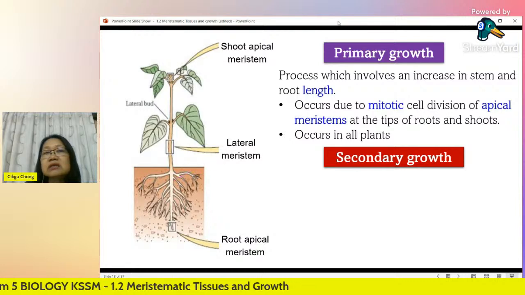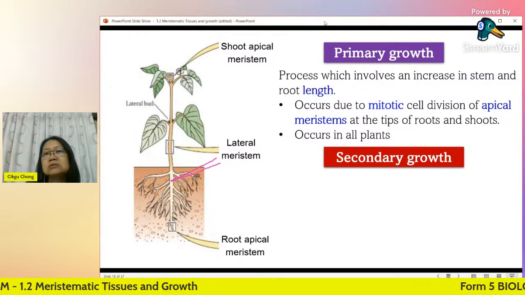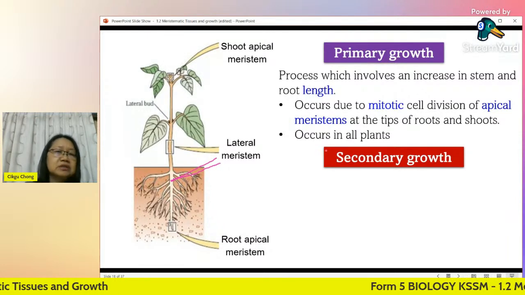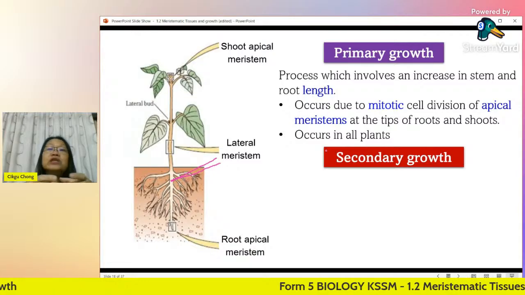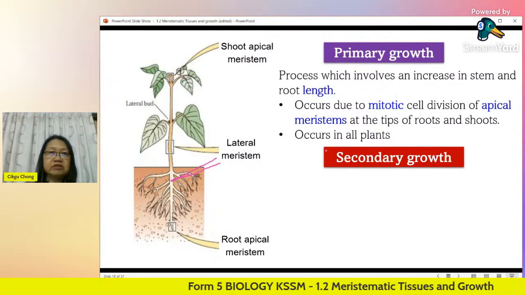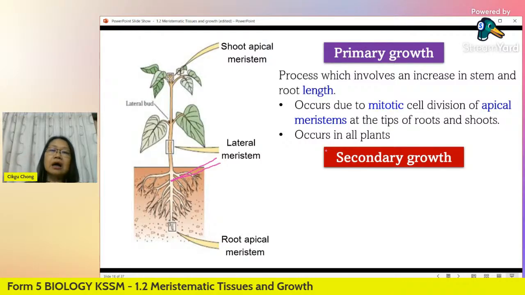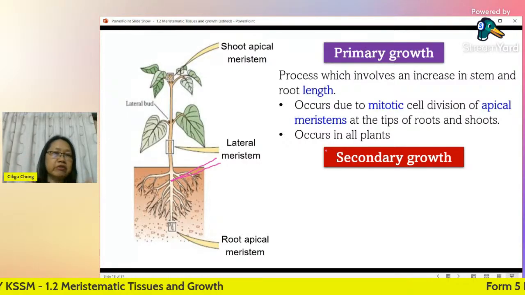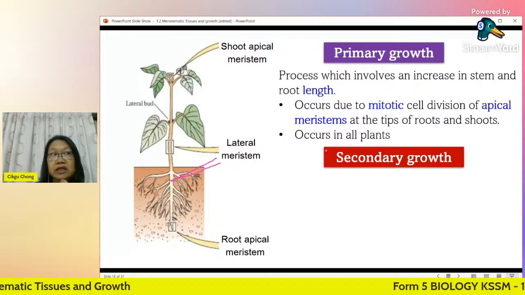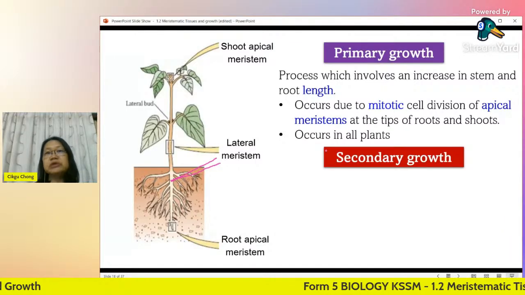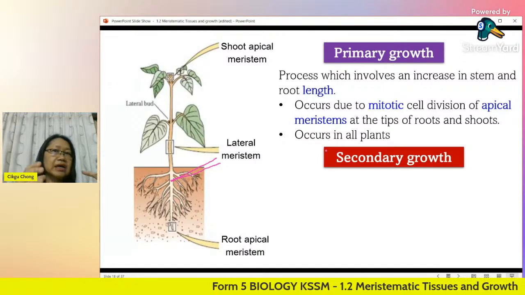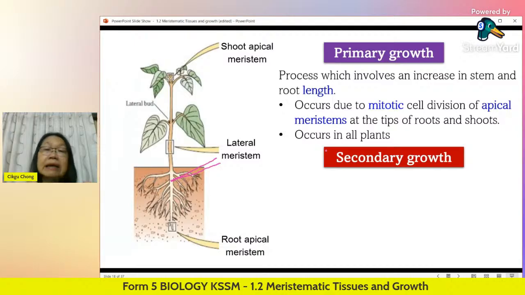Usually monocots don't carry out secondary growth because they do not form woody stem. There is no bark. Normally monocots don't. Secondary growth is usually carried out by eudicots, and they form the woody material inside the stem. All right.